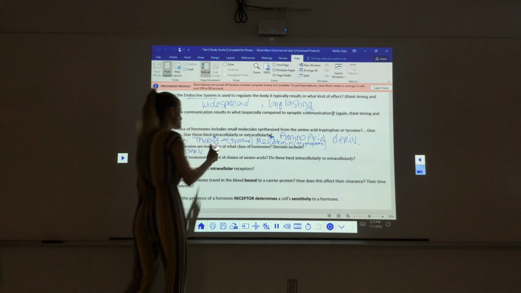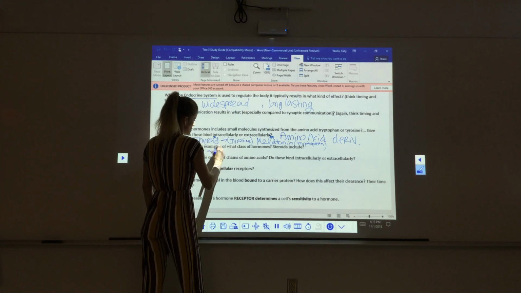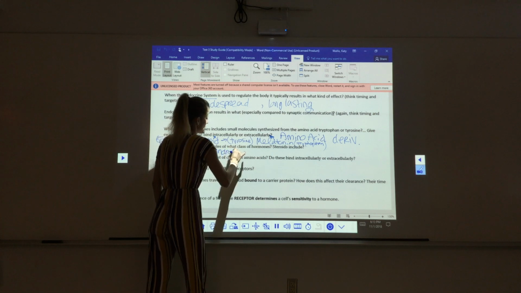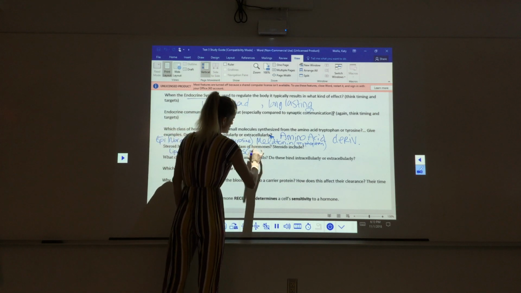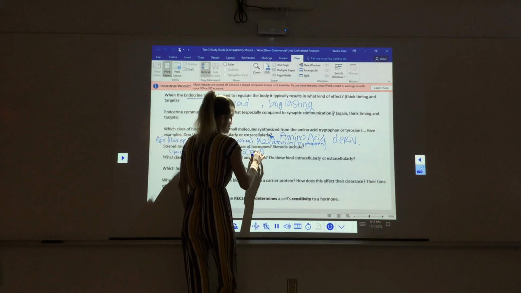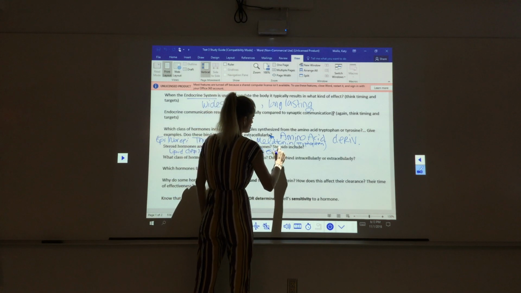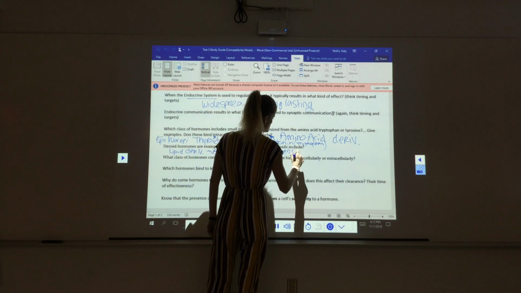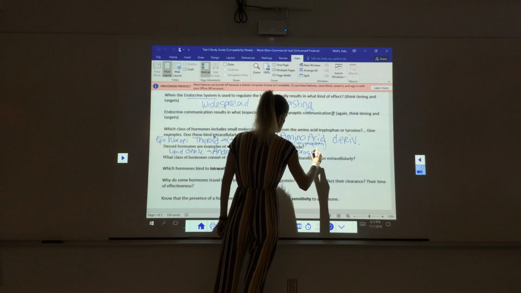So give me some examples of steroids. Androgens, like what? Like testosterone. Okay, what else? Estrogen, or estrogens, there's a lot of them. What else? Progesterone. What else?